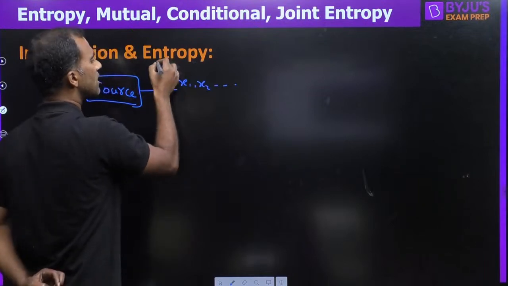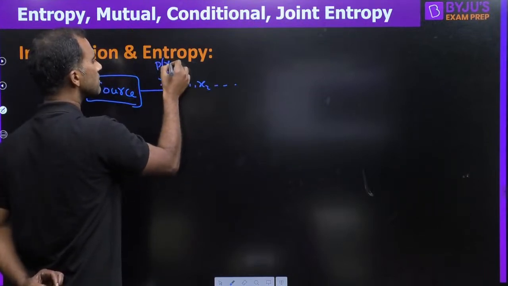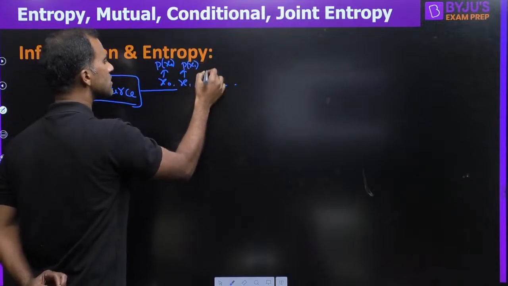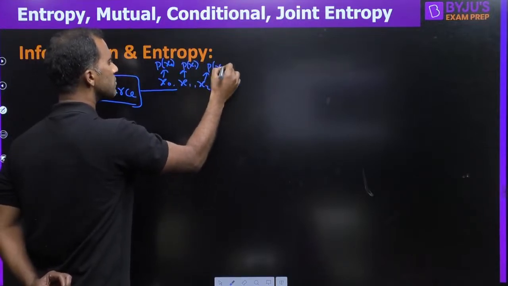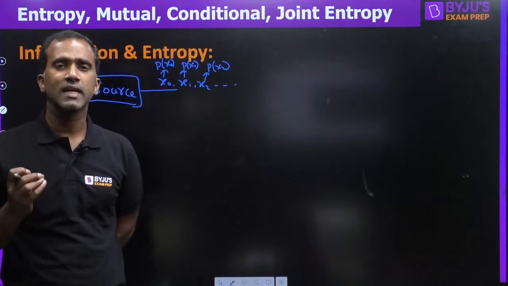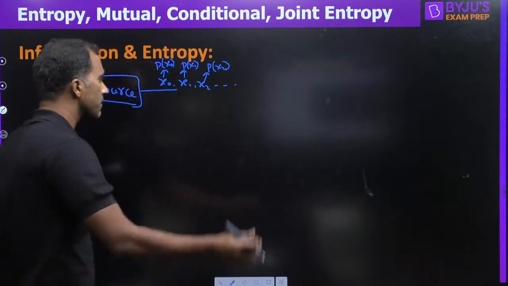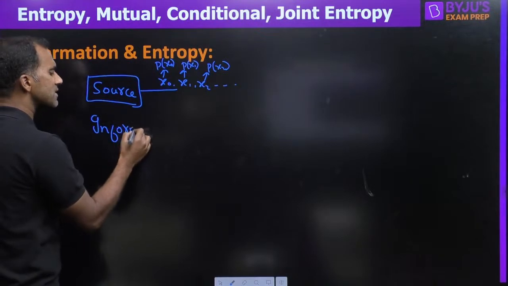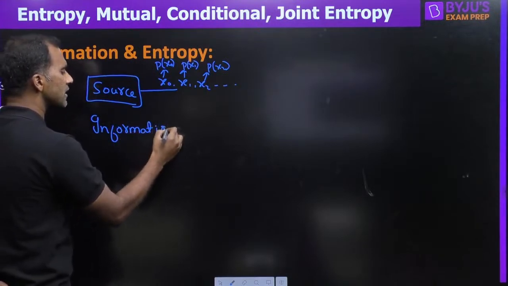So let's say x0 has a probability of p of x0, x1 has a probability of p of x1, x2 has a probability of p of x2, and so on. All the symbols produced by the source have certain probabilities. Now, let us understand in a commonsensical way how information is linked to probability.